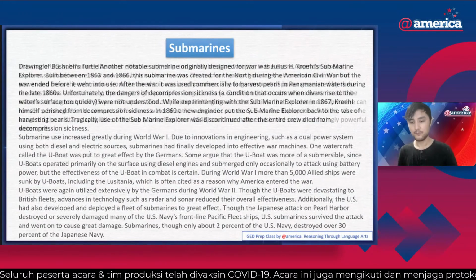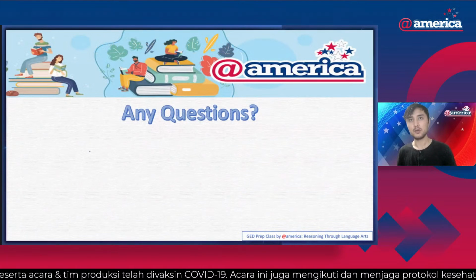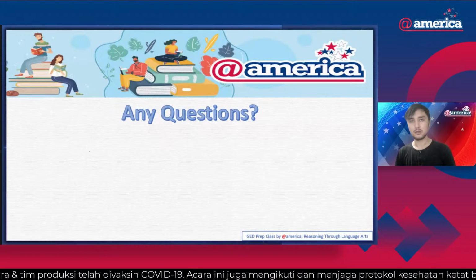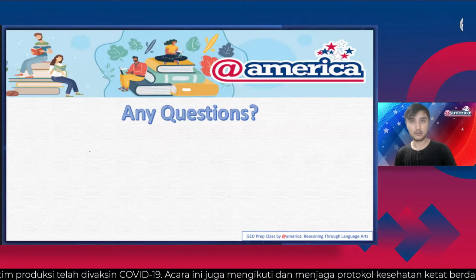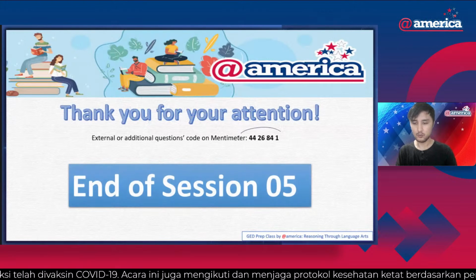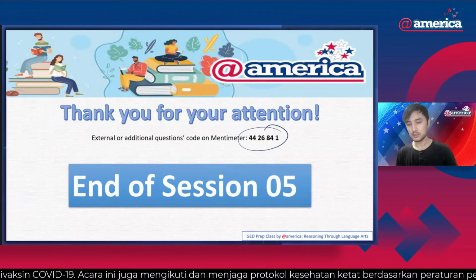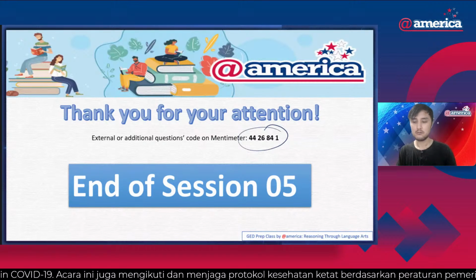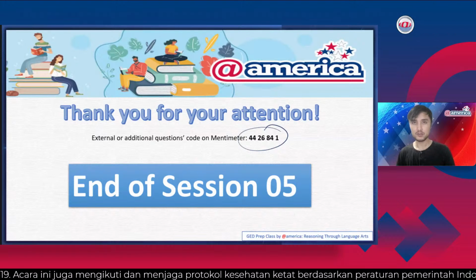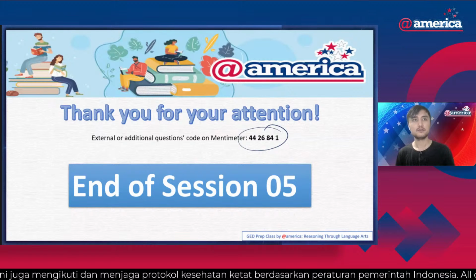Anyway, so we had this, but I'm going to send this through Google Form. This is the quiz. And I'll ask the staff at America to send this to you through email, and then you can open this file on Google Form and take the assessment. Please let me know again if you have any questions with this new Mentimeter code 4426841. The previous code is not valid anymore. So if you have any questions, please go there. And this is the end of session 5.